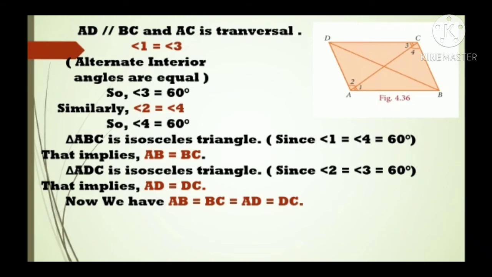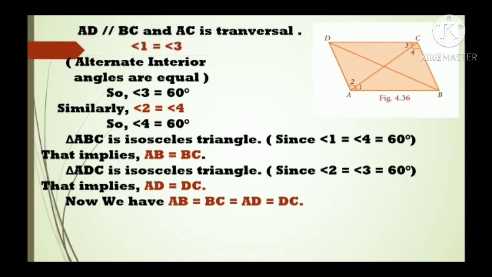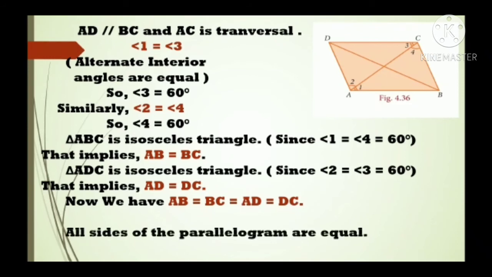So what can we say? AB equal to BC equal to AD equal to DC. So all sides of the parallelogram are equal here. So the parallelogram that has all sides equal is called what? Yes, that is a rhombus. So ABCD is a rhombus because all sides of the parallelogram are equal here. Okay guys.